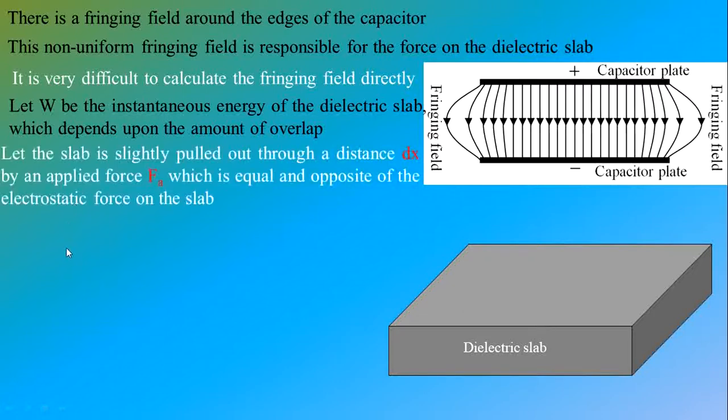Let the slab be slightly pulled out through a distance dx by an applied force Fa which is equal and opposite to the electrostatic force on the slab.